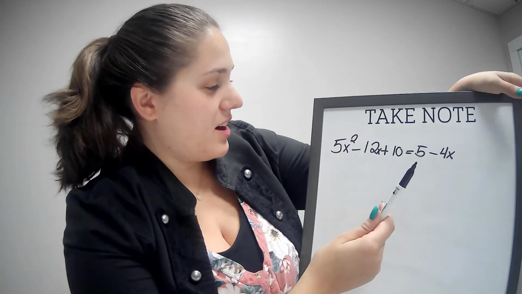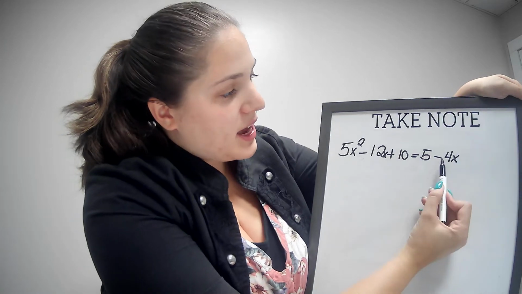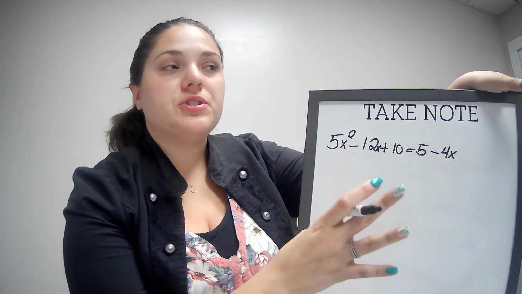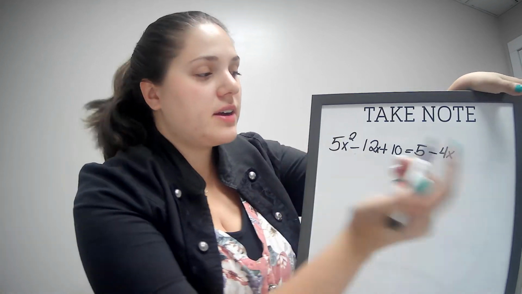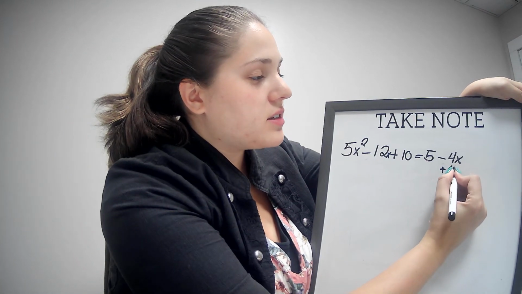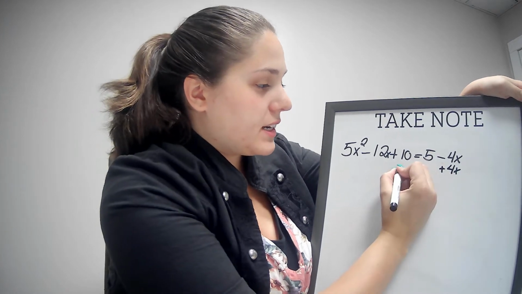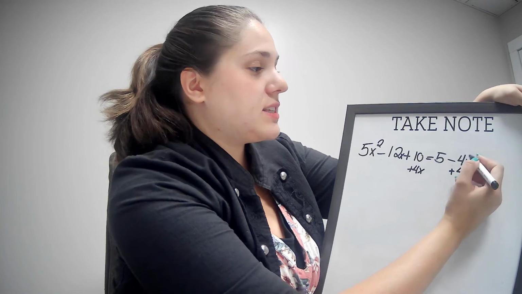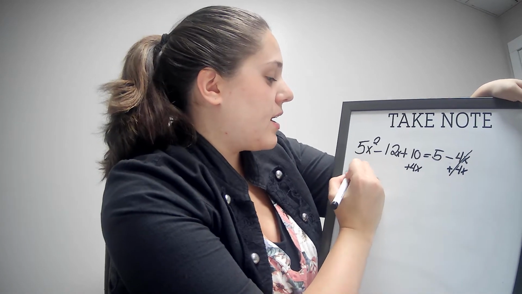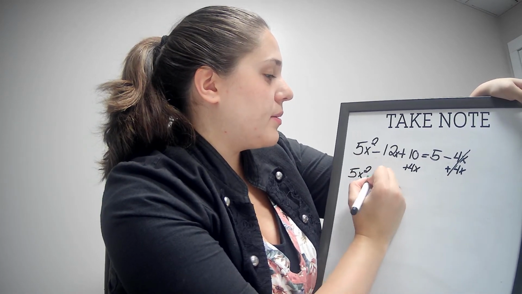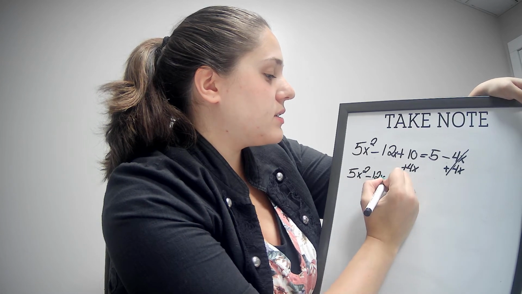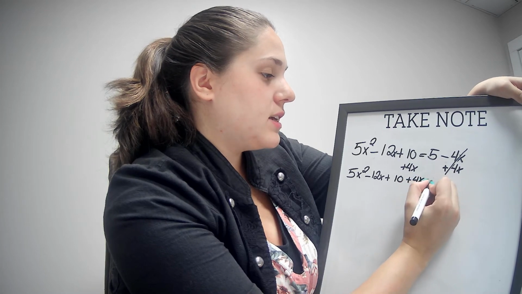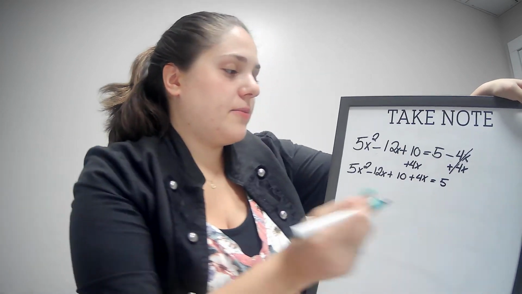Cool. All right, let's go ahead and do this. So let's start with the right side. We have a negative 4x. What's the first thing we should do? All right, yeah, let's do it. Let's add 4x to both sides. So now that means that these cancel out. We have 5x squared minus 12x plus 10 plus 4x equals 5.